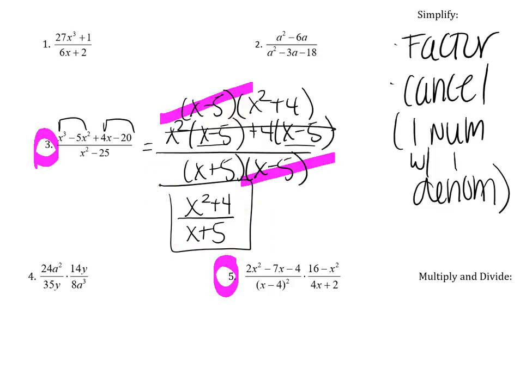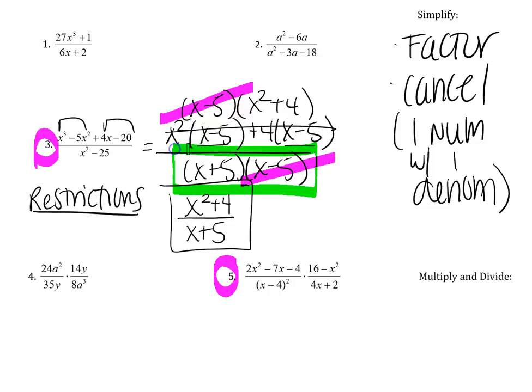Now, there is something called domain restrictions here. What that means is I need to look at this denominator and ask myself, what values of x can I not have? Because it would cause the denominator to go to 0, and that would mean that it's undefined, and I don't want that. Always look at the part where you factor the denominator.